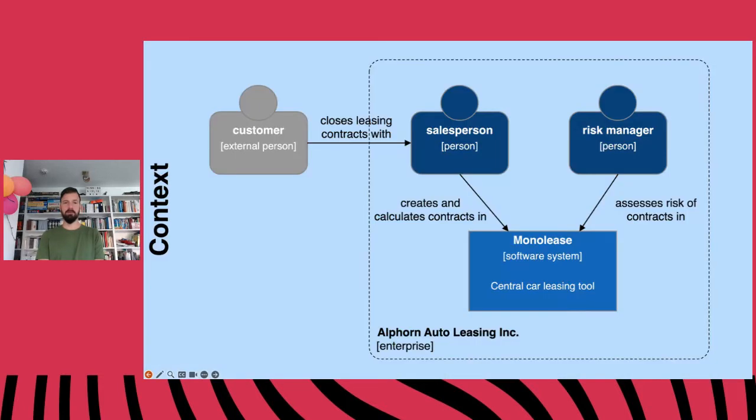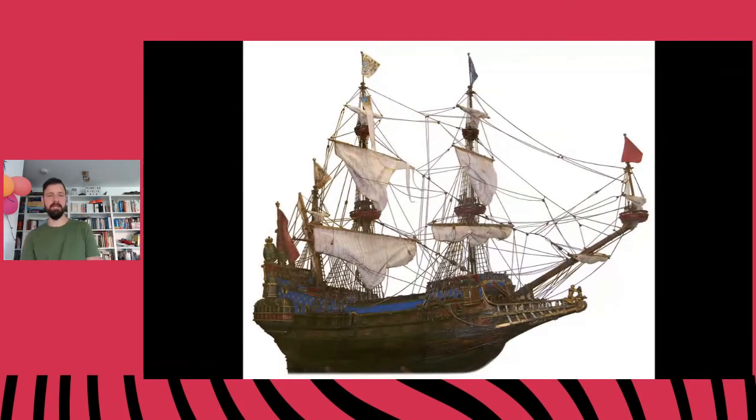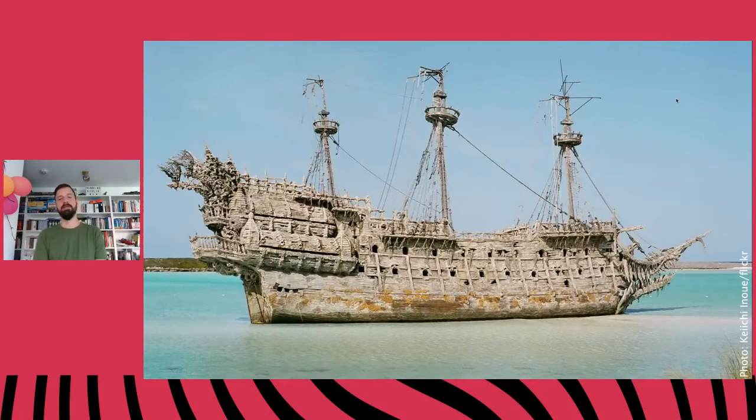And if we take a closer look in a C4 context diagram, we can see here Monoliths is a system that is used by the salesperson and the risk manager, and not the customer itself. The customer closes a leasing contract with a salesperson, and then the salesperson is using the system, and the risk manager is also using the system. So Monolith is a bit like the ship here. It was beautiful back in the day. Today it looks a bit old-fashioned, and also kind of used.